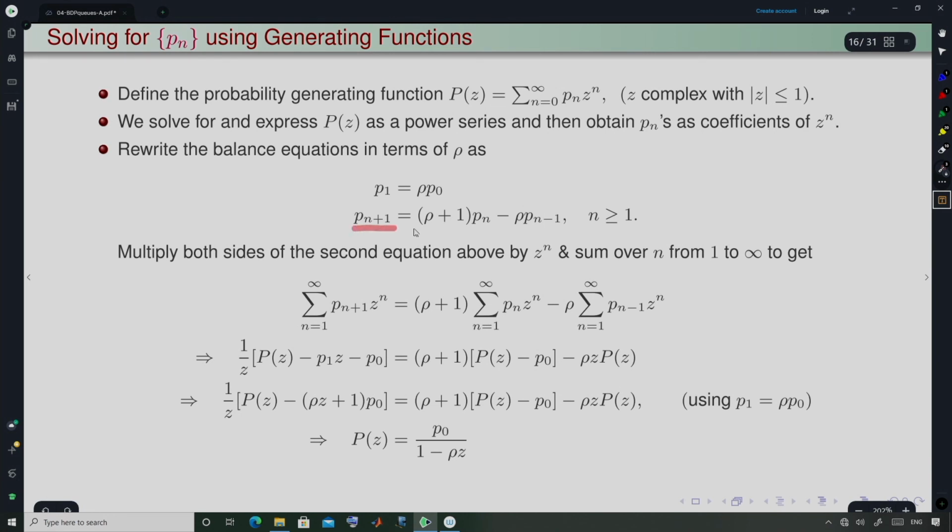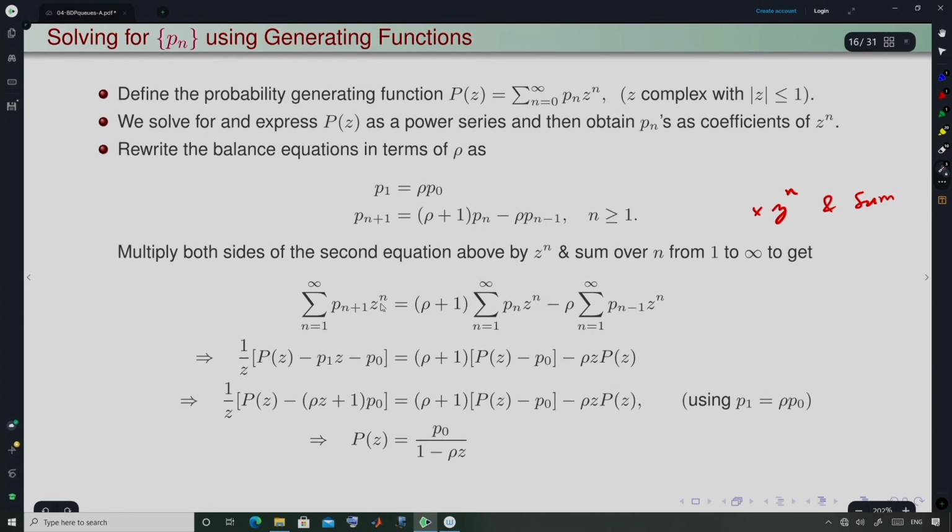Now, what you do is take this second equation, multiply it by z to the power n and sum. By that, what you are getting is, on the left side, Pn plus 1 multiplied by z to the power n and summed up. On the right side, it is Pn z to the power n summed, minus rho times what you get here.